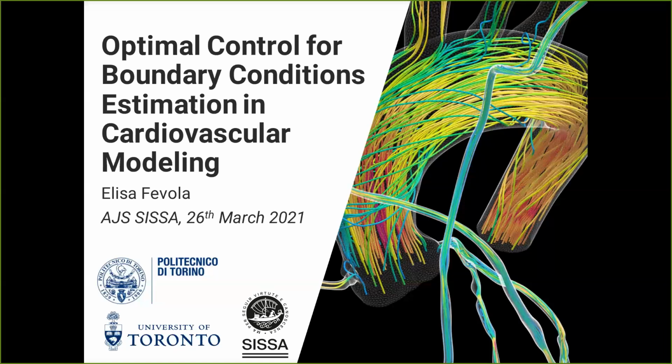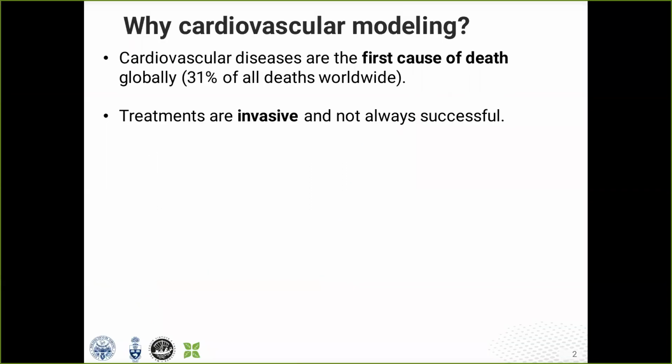Today I will present a framework that I have developed for my PhD, based on optimal control, and used for estimating boundary conditions for cardiovascular models. A first question that you may ask is, why do we need cardiovascular modeling? The main reason is that cardiovascular diseases are the main cause of death worldwide, and it is estimated that more than 30% of all deaths happen because of cardiovascular disease.